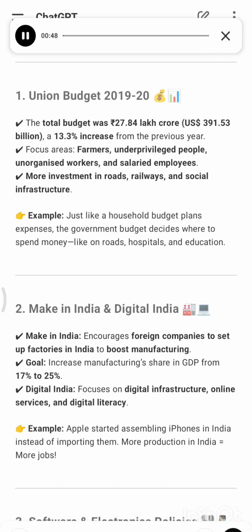and education. 2. Make in India and Digital India. Make in India encourages foreign companies to set up factories in India to boost manufacturing. Goal: increase manufacturing's share in GDP from 17% to 25%. Digital India focuses on digital infrastructure, online services, and digital literacy. Example: Apple started assembling iPhones in India instead of importing them. More production in India, more jobs.